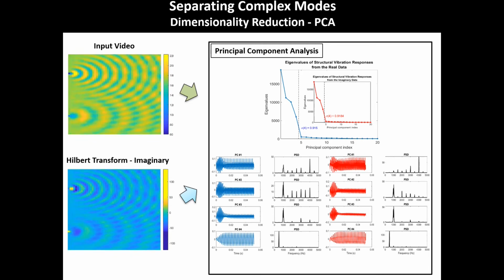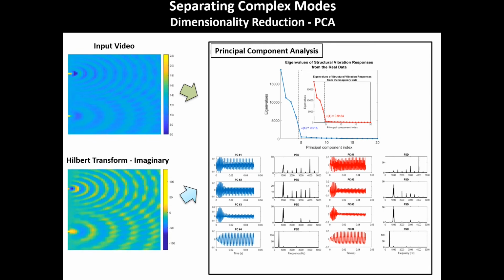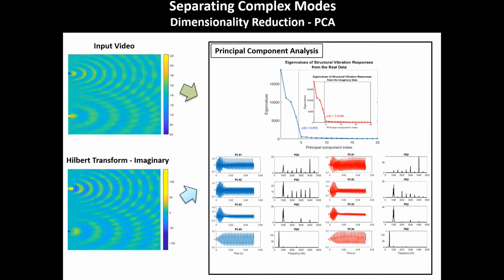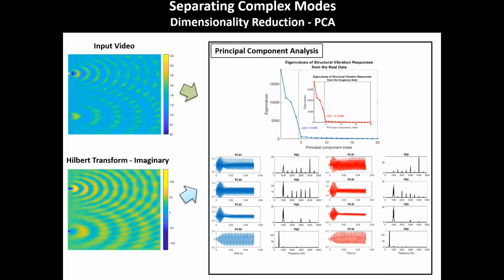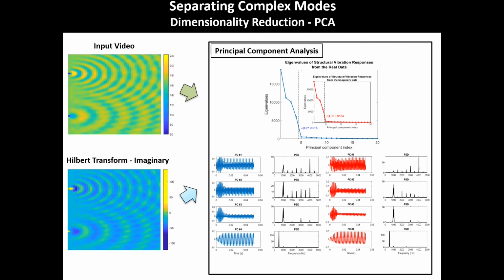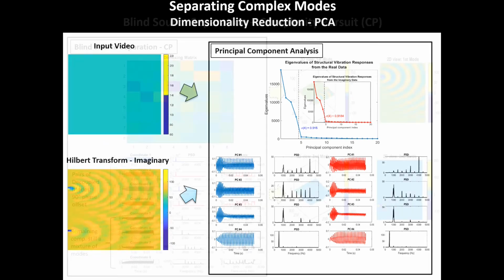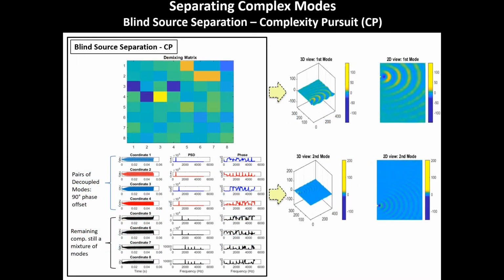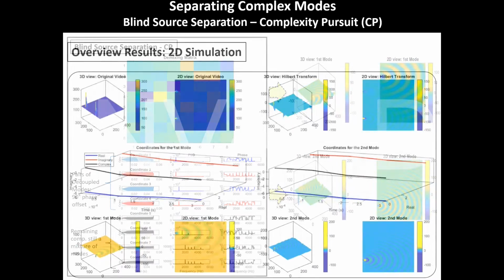Following the proposed framework, from each real and imaginary data, four principal components were estimated, and once again, as previously, they are still a mixture of different modes. Only with the use of the complexity pursuit-based blind source separation were we able to decouple two pairs of individual modes. With these modes at hand, we could then perform the reconstruction of the dynamics for each traveling wave and perform 2D and also 3D visualizations.